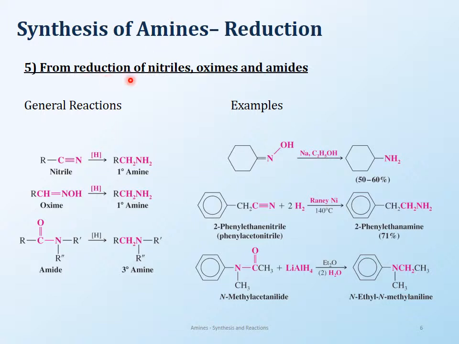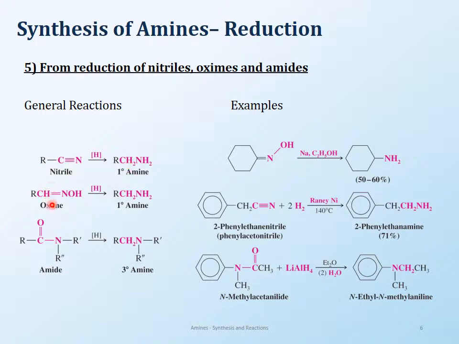Here is reduction of nitriles, oximes, and amides. If you remember again back from aldehydes and ketones, it's the same thing that we did before. When you made oximes and some of the other derivatives, you can take any one of those and reduce them. The general reactions for all of these reductions are that if you have a nitrile, you can reduce it. And remember, we just finished nitriles and carboxylic acids also. So here is a nitrile. If you reduce that, you will get an amine.